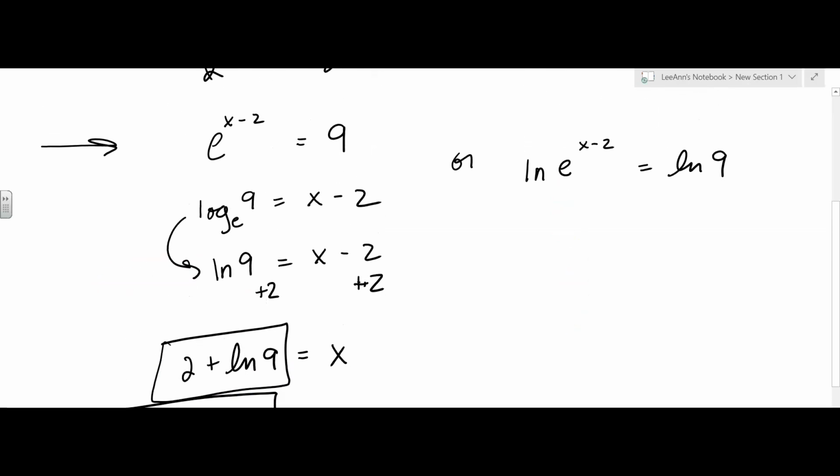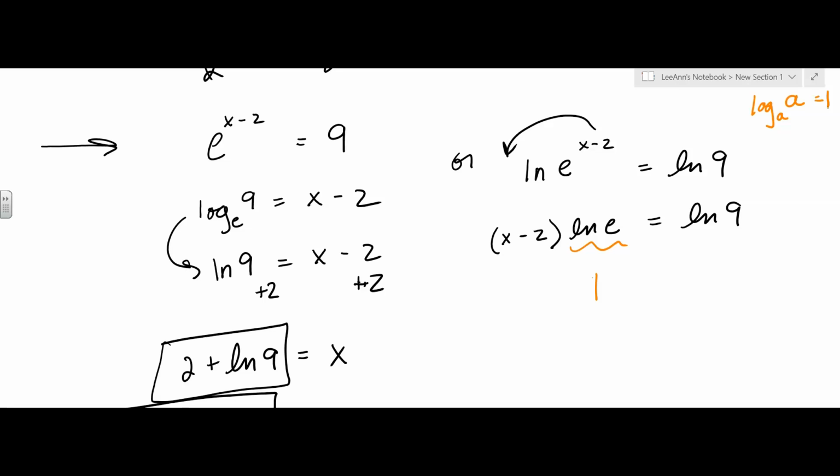Now you might say, well, what about that other thing you did? What about the part on the right? Well, I could bring down the x minus 2. It would look like x minus 2 natural log e equals natural log 9. But what is the natural log of e? That's just 1, right? Because when you have a log base a of a, that just equals 1. That was one of our properties way back when we were doing properties. So because the base is the same as the argument, it just equals 1.